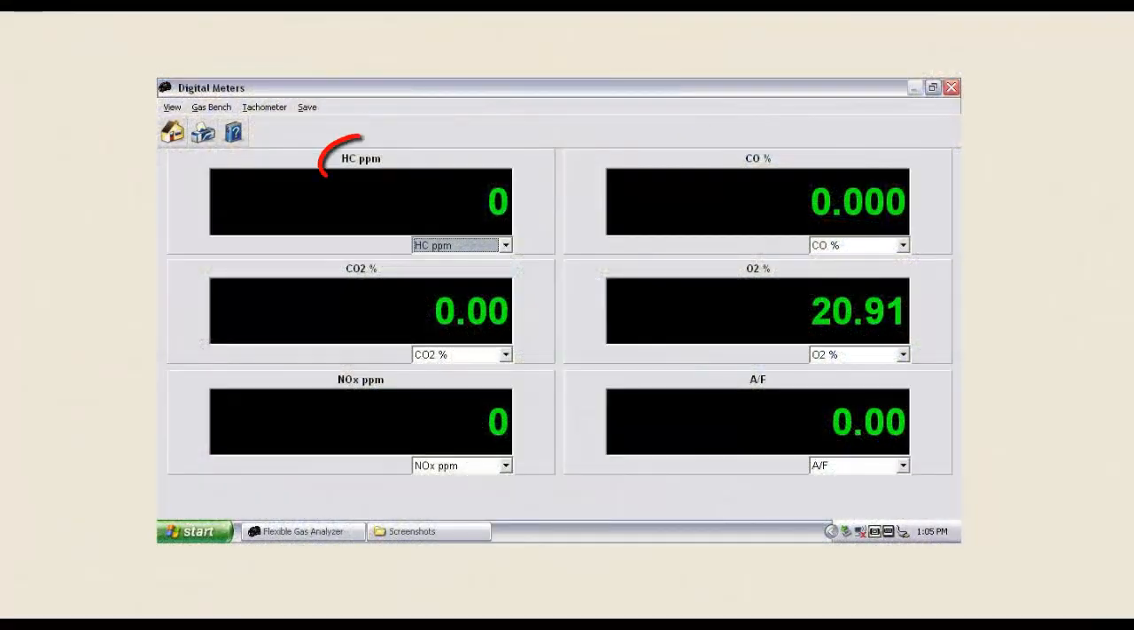Here's our first look at the analyzer screen. Hydrocarbons at 0 parts per million, carbon monoxide at 0%, NOx at 0 parts per million, carbon dioxide at 0%, and oxygen at 20.91%, verifying normal analyzer oxygen sensor operation.